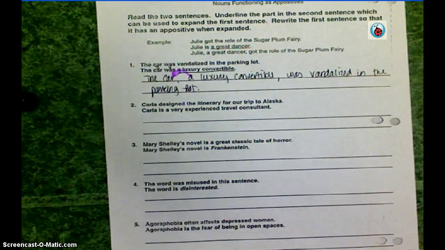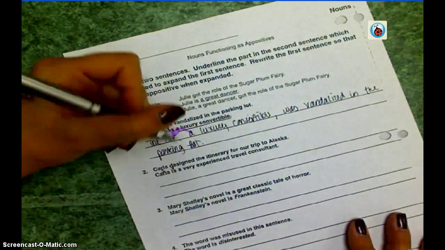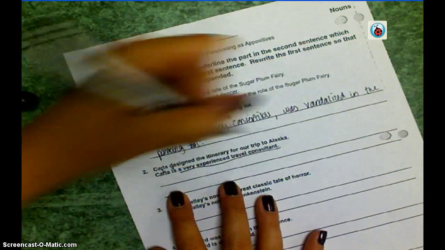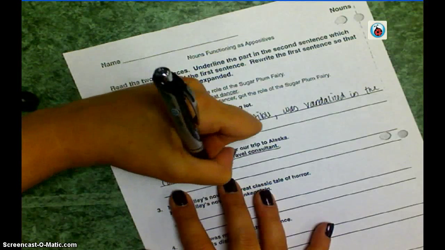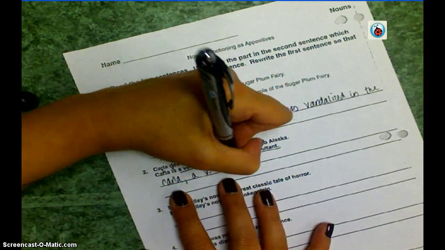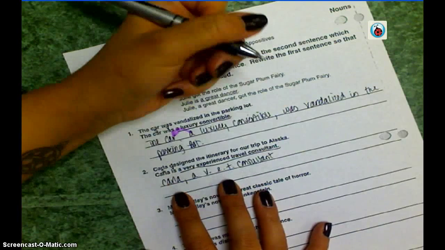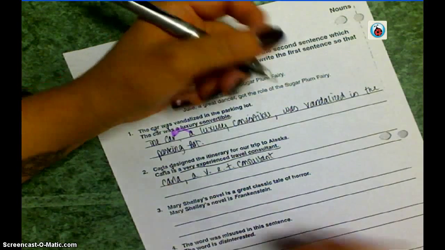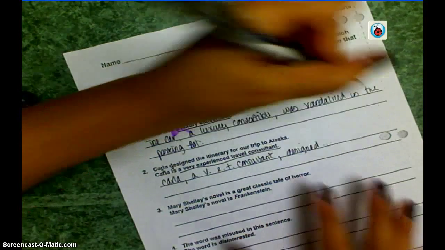It says, Carla designed the itinerary for our trip to Alaska. Carla is a very experienced travel consultant. Okay, who or what did it? Carla. What did she do? She is what? A very experienced travel consultant. Carla, comma, a very experienced travel consultant. I'm abbreviating because you've already answered this. I'm just showing you how to do it right. Comma, designed, and you finish the sentence.